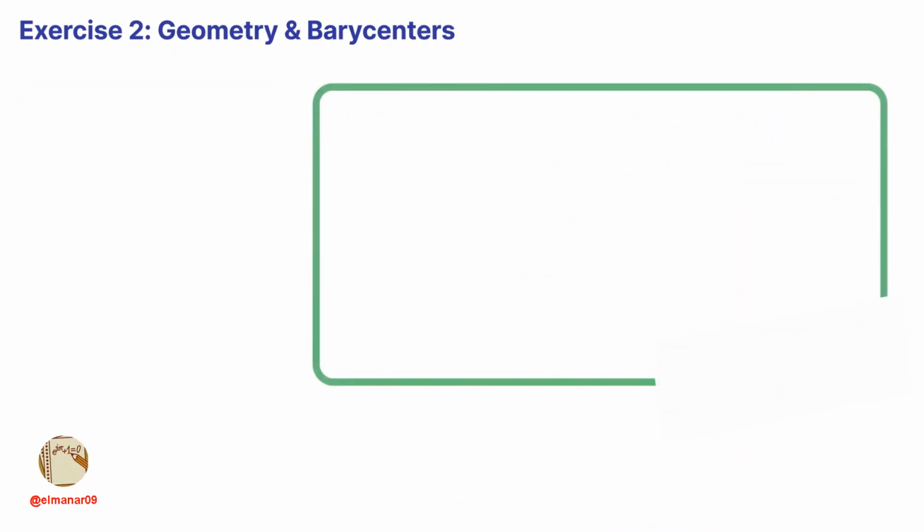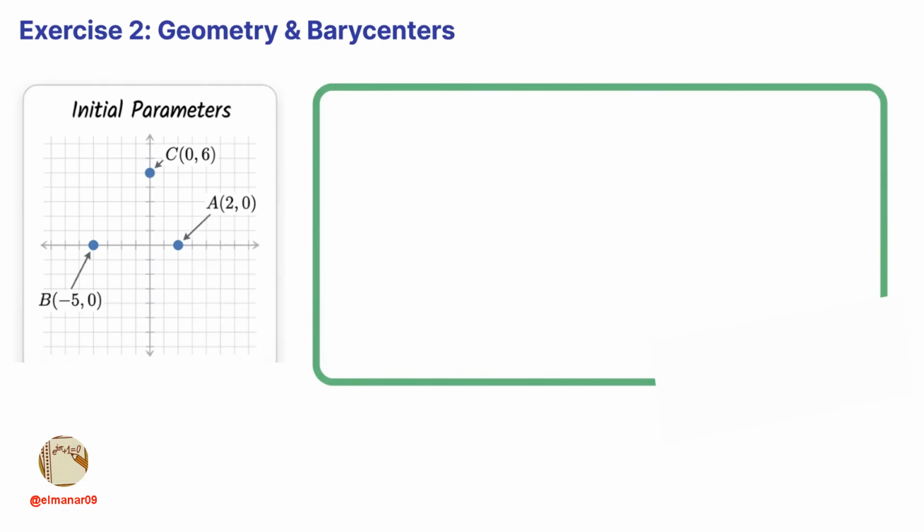The study of barycenters is a powerful tool. As you will see, it is almost like mathematical magic. Take a good look at this slide, my dear students. We are going to tackle exercise 2. To succeed, you must always start by observing the data carefully, with calmness and precision. On the left side, we have our initial parameters. Look at this orthonormal coordinate system. We have placed 3 points there. Point A is at 2, 0, point B is at -5, 0 on the x-axis, and point C stands at 0, 6 on the y-axis. Visualize these positions clearly, for they are the foundation of our work.